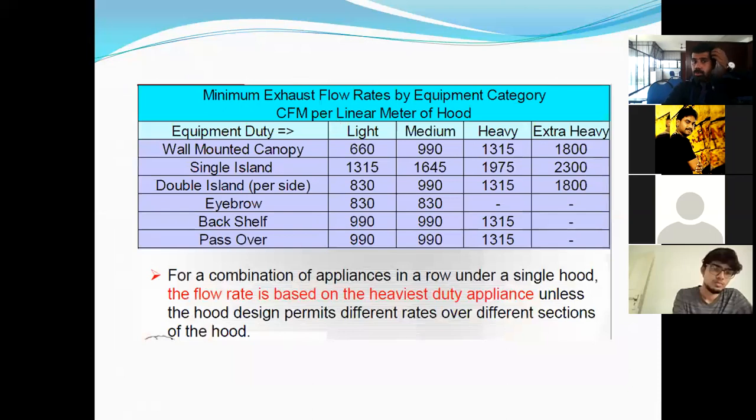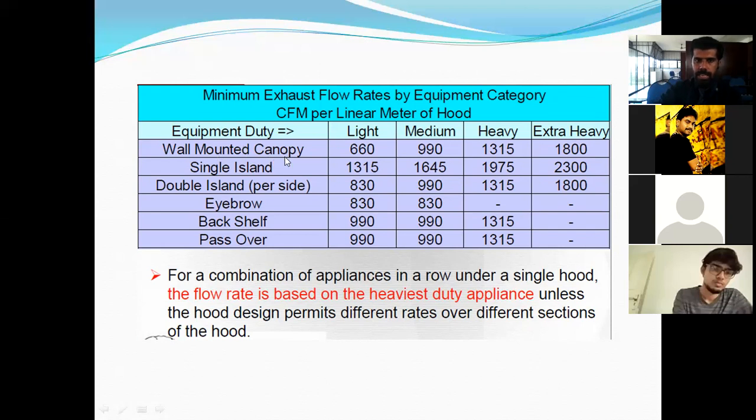Now, coming to the minimum exhaust flow, the amount of air that has to be exhausted out. We can see it according to different categories. Minimum exhaust flow rates by equipment category is in CFM, which means cubic feet per minute. The unit of air which has to be discharged is in CFM. Now we can see the equipment duty: light, medium, heavy, and extra heavy.